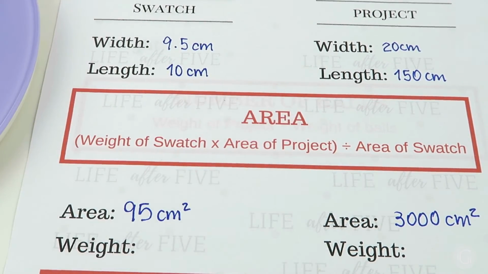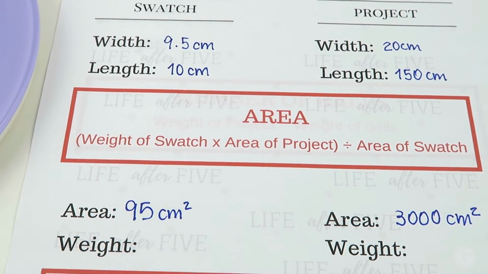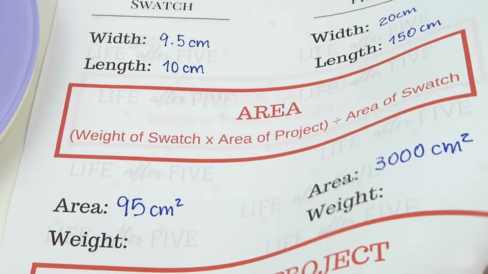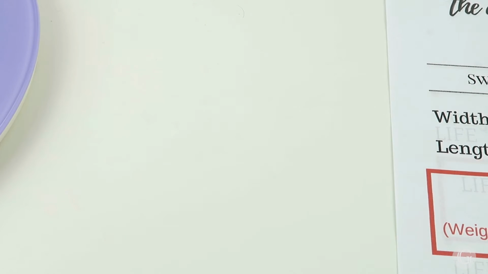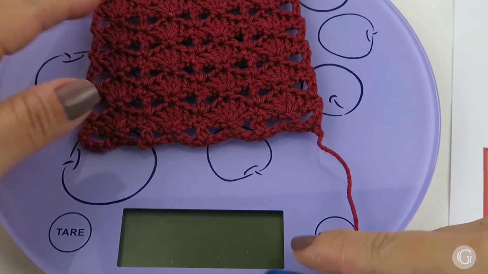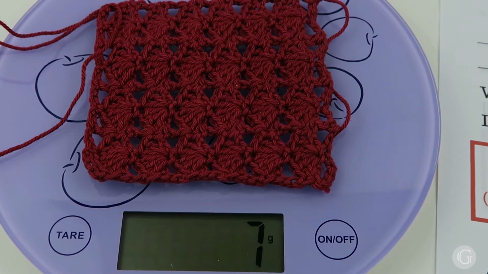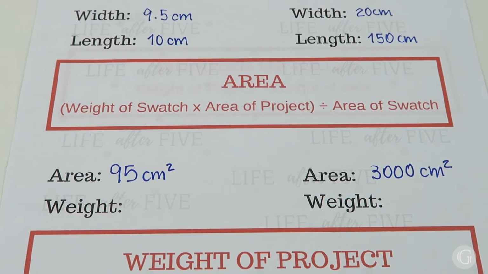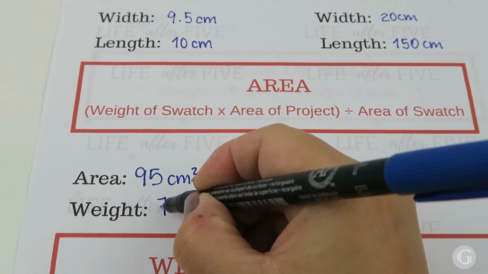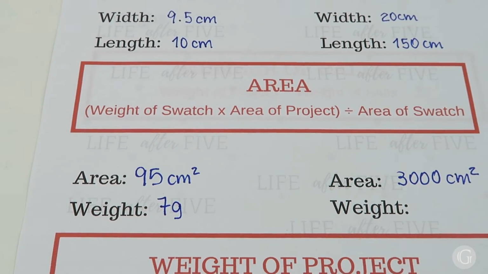Good. The next step is to get the weight of our swatch. And for this we are going to use our scale. In this case, my swatch weighs 7 grams. I will advise you to use grams instead of ounces, but if it is not possible, you just continue. It's exactly the same procedure, okay? Now I'm going to write here 7 grams.